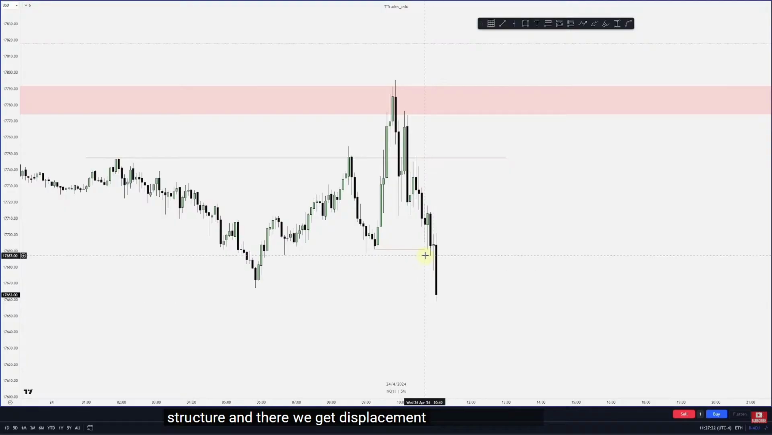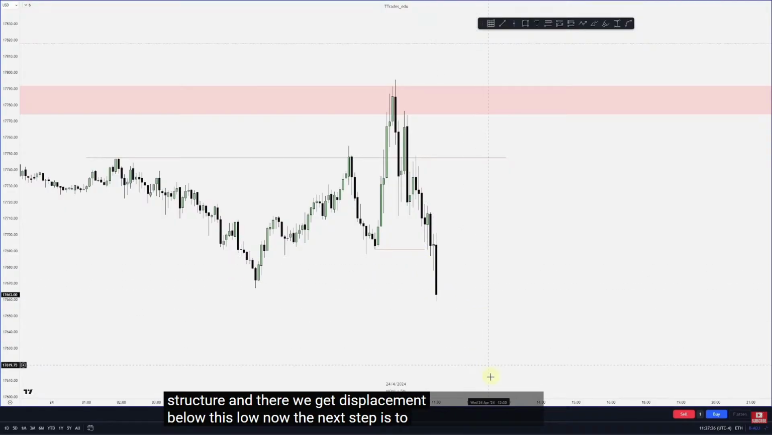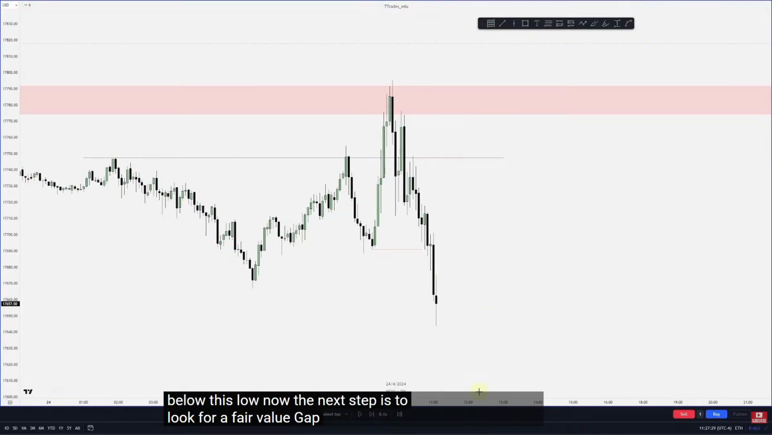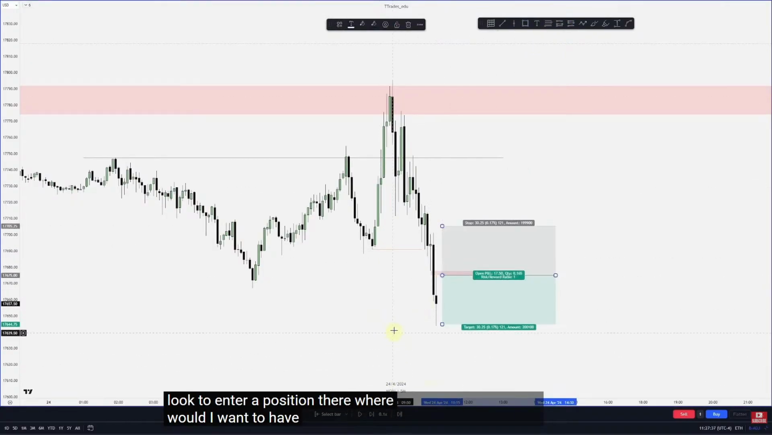And there we get displacement below this low. Now the next step is to look for a fair value gap. So here we have a fair value gap. If I'm going to look to enter a position there, where would I want to hold my stop?